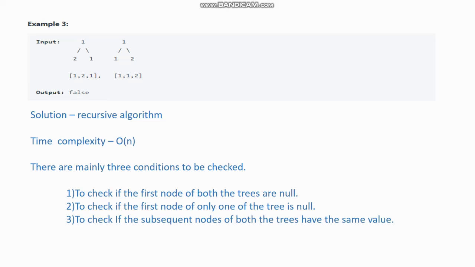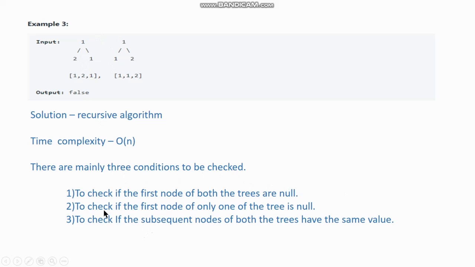So we will be solving this problem with a recursive algorithm and the time complexity will be big O of n. In the code we have to check mainly 3 conditions. We have to first check if the first node of both trees are null. That is, if here it was null and it did not have any children, and here it was null and it did not have any children, they are basically the same tree, right? So that is our base case for this recursive algorithm. So we have to return true.